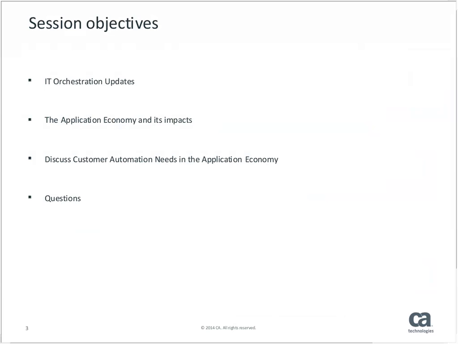Today's topics that we'll take a look at and cover very quickly: IT orchestration updates. And just so all of you are aware, IT orchestration now encompasses workload automation, event management, output management, and data transfer. So we'll be talking about some updates we've made in this area, what's the application economy and its impacts, and then we'll talk about customer automation needs in the application economy, and then I'll open it up for any questions.